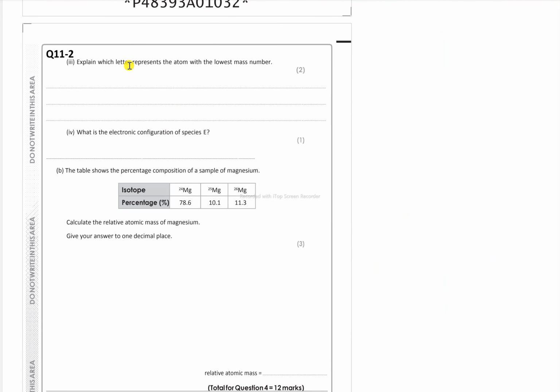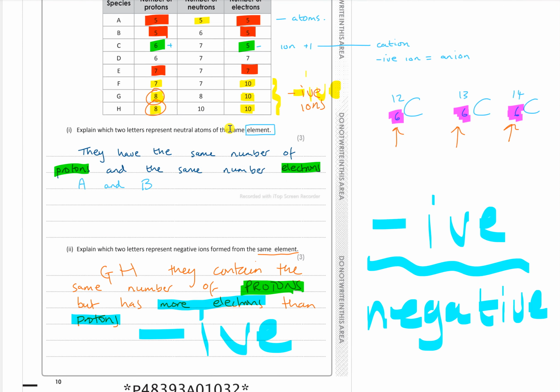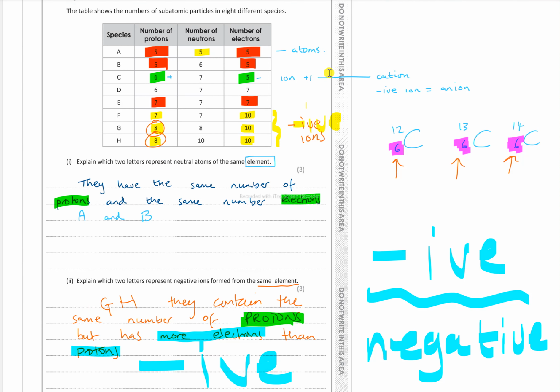Explain which reactant has the lowest mass. Right. Let us get rid of all this. This is all gone. What we do is protons and neutrons. So 5 plus 5 is 10. 5 plus 6 is 11. Right. So the lowest one is A.